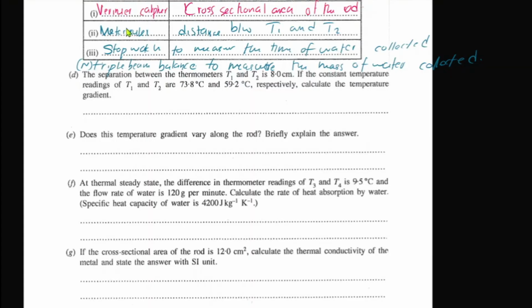All right, so if you see the D, it says the separation between the thermometers theta 1 and theta 2 is 8 centimeters, which is what they have found. The distance between T1 and T2 is 8 centimeters. If the constant temperature readings of theta 1 and theta 2 are this and this, calculate the temperature gradient.